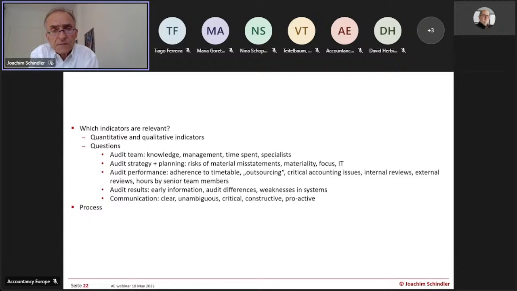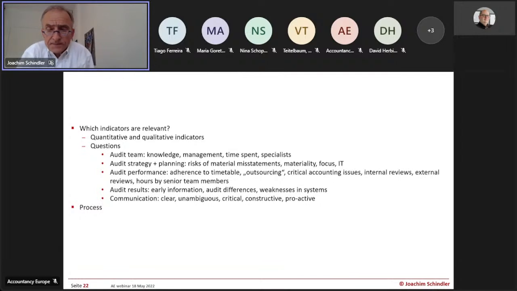The second part is about audit strategy and planning. This is about risks of material misstatements, where I would emphasize the importance of explaining this to audit committee members who are often not as familiar with this term, what this really means. Then the whole area of materiality, the various aspects: quantitative side, qualitative side, overall materiality, performance materiality, breakdown of group materiality to subsidiaries, etc. Then what are the focus areas and the use of IT tools?